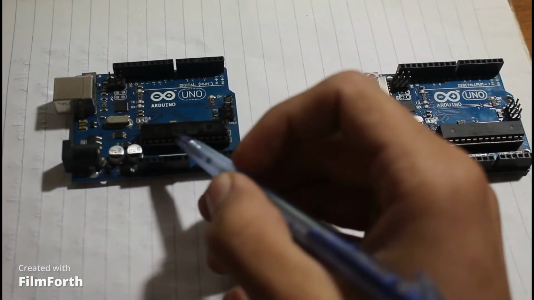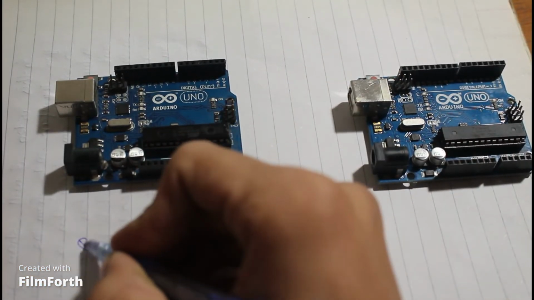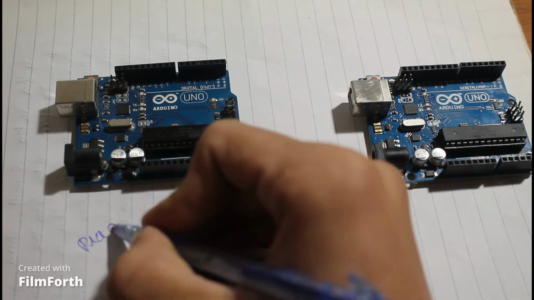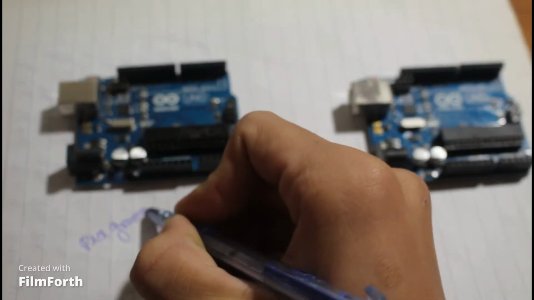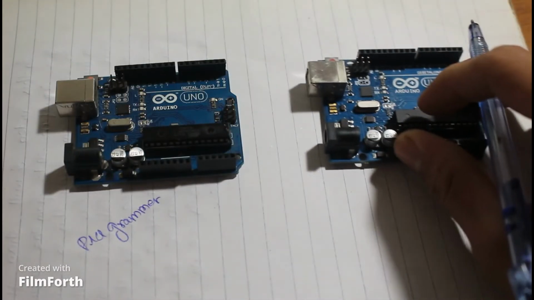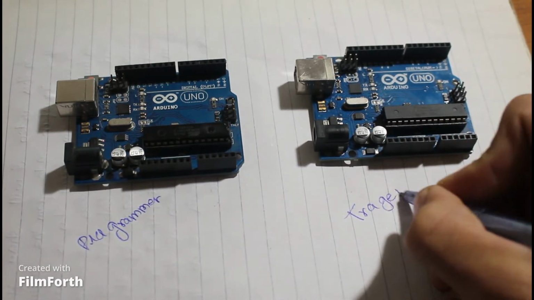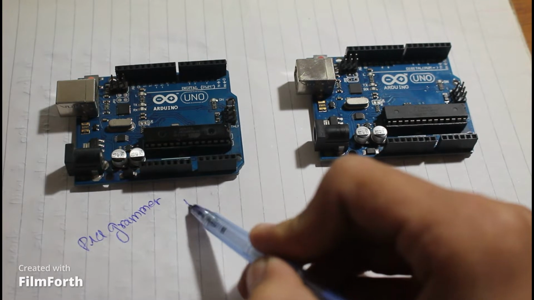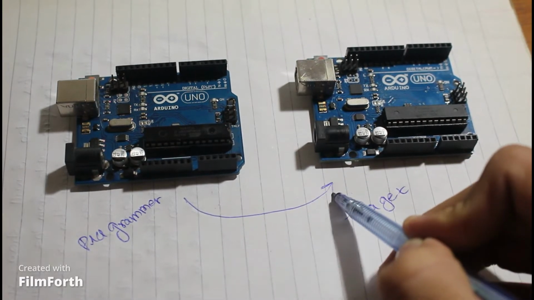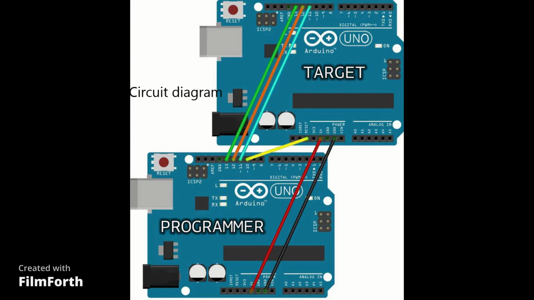So we will call this Arduino the programmer. And this, the target, which means we upload code from here to here. So here is the circuit diagram.